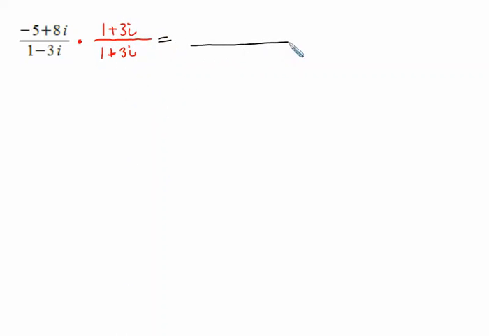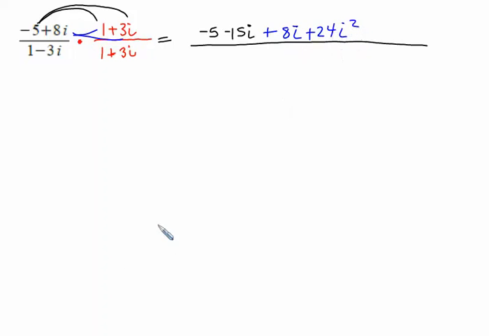Now up in the numerator we are going to FOIL. So we take negative 5, then we have minus 15i, then we're going to take the 8i to both items, so we'll have plus 1 times 8i, which is just 8i, plus 24i squared, all over, and then we do the same thing in the denominator where we FOIL things out. So we'll have 1 plus 3i, then we'll have minus 3i minus 9i squared.